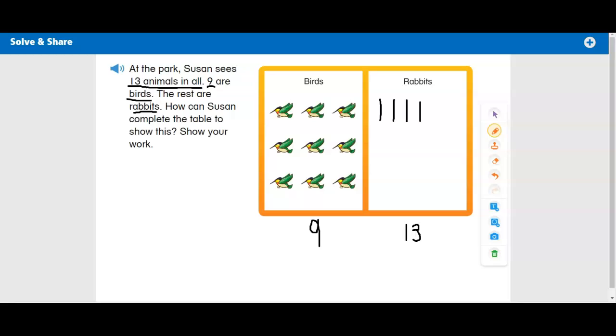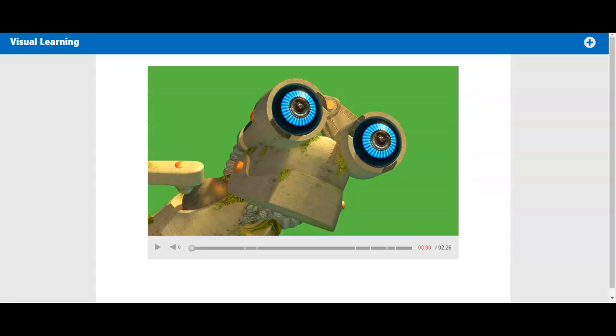If you solve a different way to find the number of rabbits, that is okay too, as long as you get the same answer that 4 of those animals were rabbits. Now let's watch our animated video to help us follow along the top of our workbook page 266.